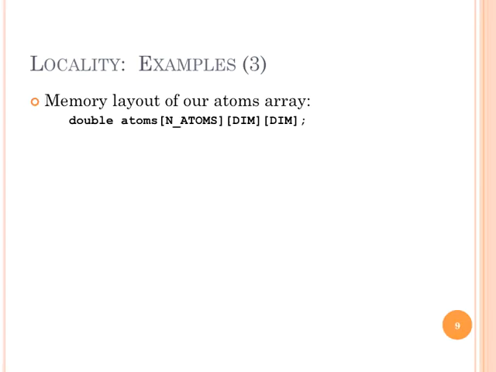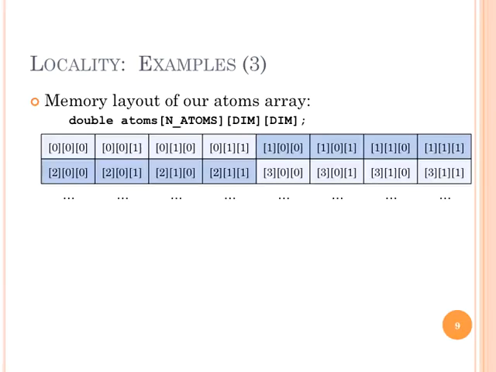The reason why it has poor locality is because C lays out arrays in row major order. This is the same thing that C++ does. Many languages actually choose this. There's a few that do column major. I think that MATLAB is one notable example that lays them out in column major order.